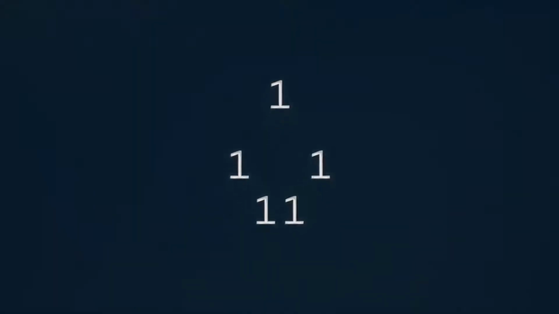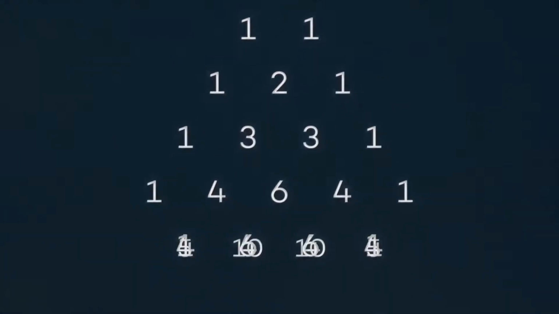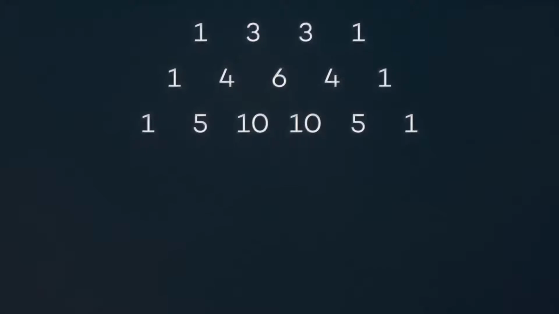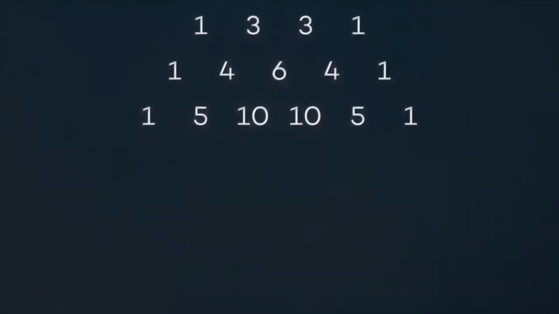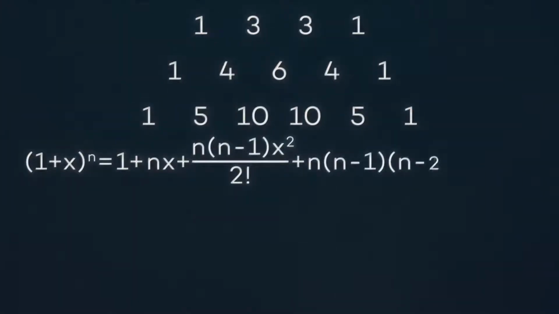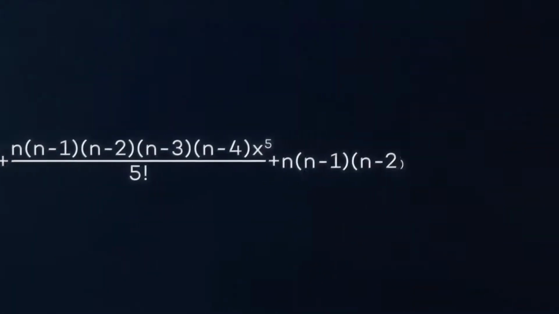Over time, people worked out a general formula for the numbers in Pascal's triangle, so you can calculate the numbers in any row without having to calculate all the rows before it. For any expression 1 plus x to the n, it is equal to 1 plus n times x plus n times n minus 1 times x squared over 2 factorial plus n times n minus 1 times n minus 2 times x cubed over 3 factorial, and so on. And that's the binomial theorem.